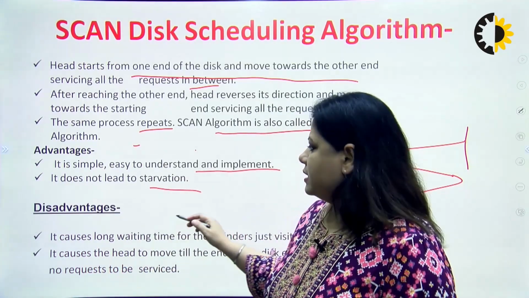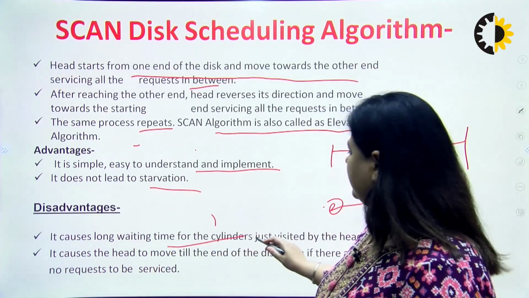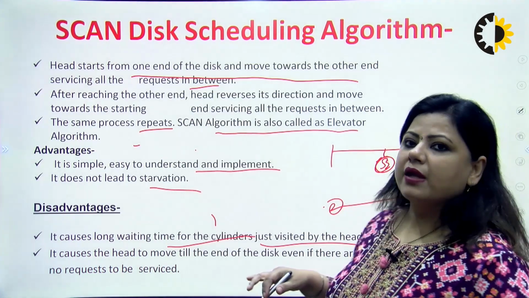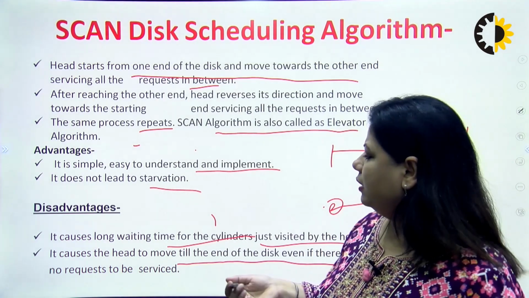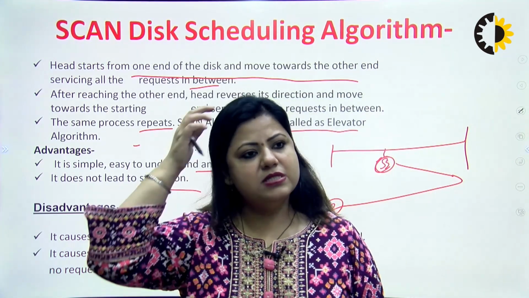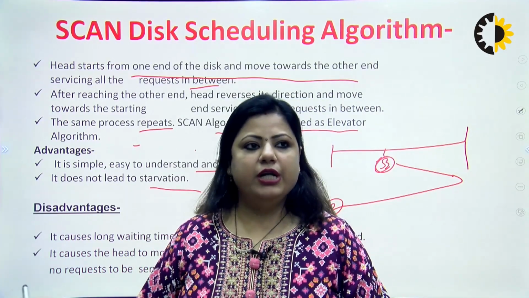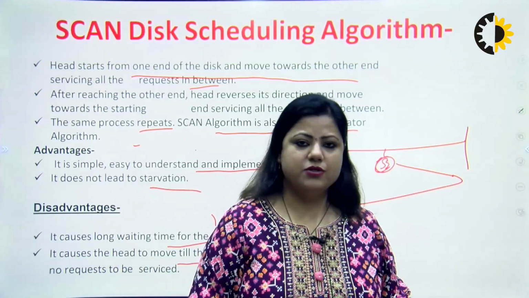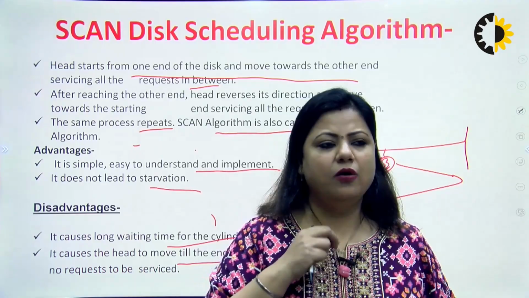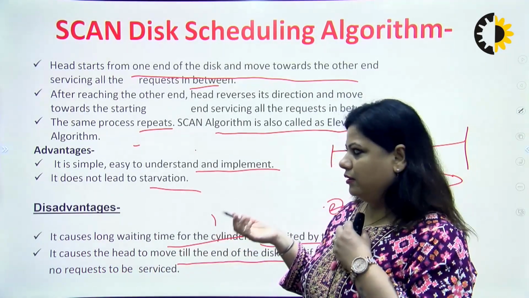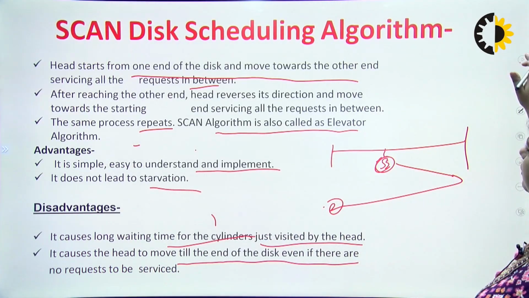Now there are some limitations or disadvantages also. It causes long waiting time for a cylinder just visited by the head, and it causes the head to move till the end of the disk even if there are no requests to be serviced. Like we say, there is extra movement when jumping back, when it goes from one end to the second end, so there will be a slight delay for recently arrived requests. These are some disadvantages or limitations of the SCAN scheduling algorithm.